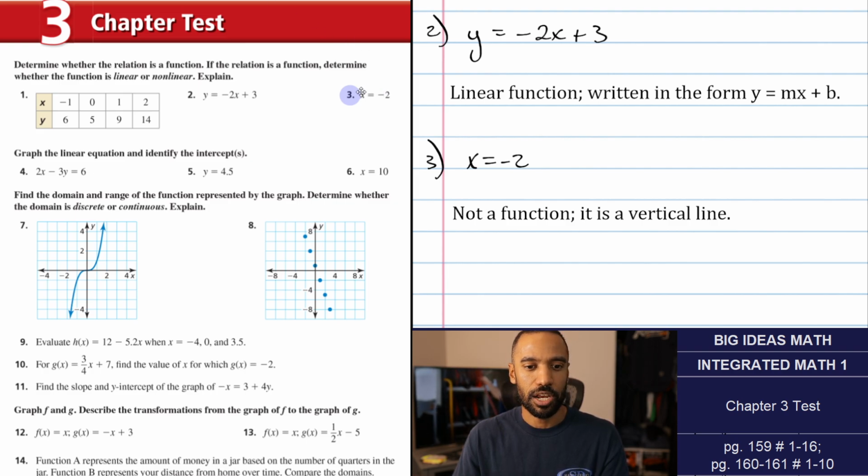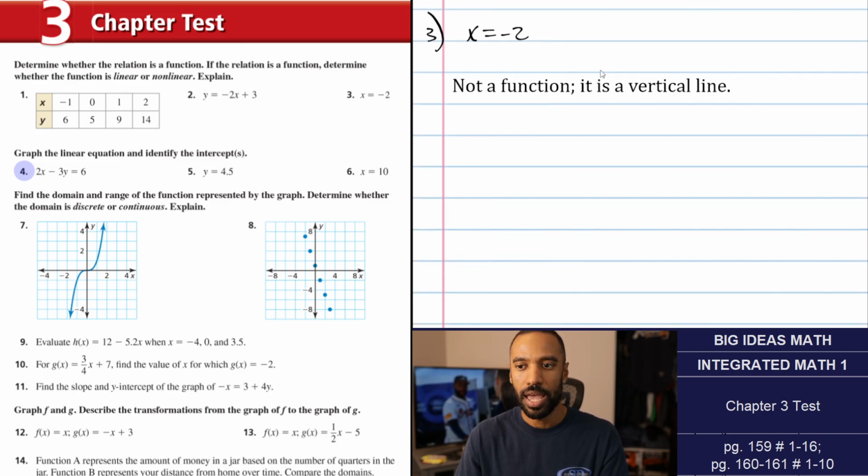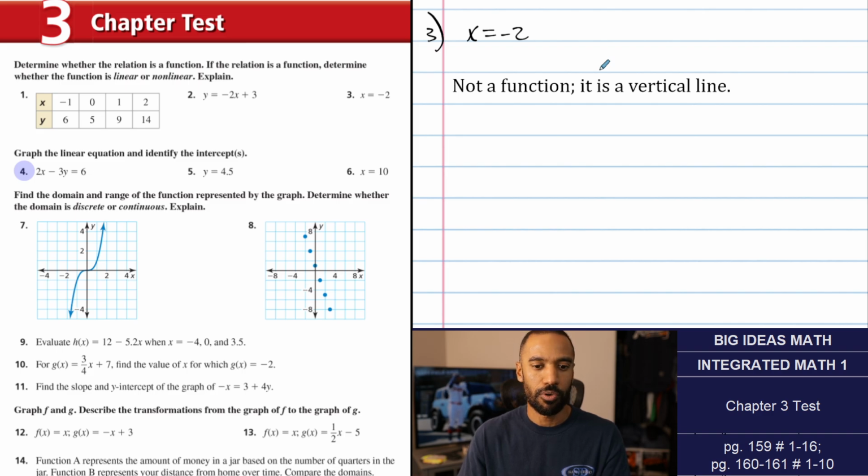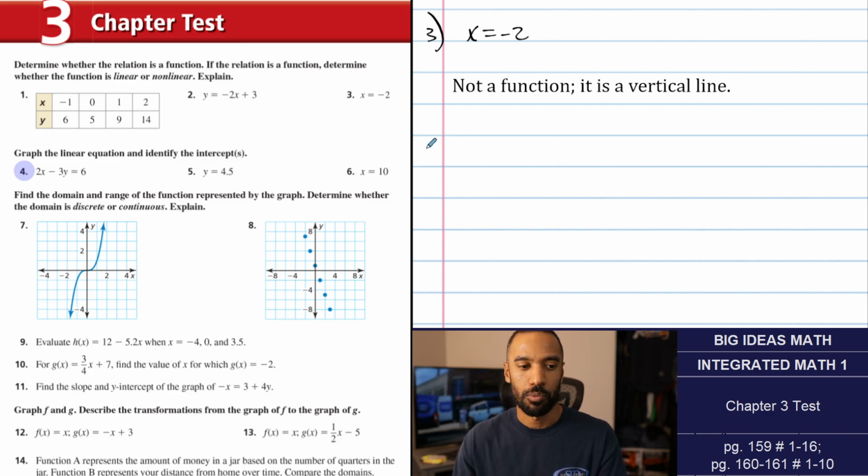Numbers 4 through 6 say graph the linear equation and identify the intercepts. So here I have a choice of form I'd like to go to. And here I'm going to stick with standard form. When I look at numbers 5 and 6, they really seem to be out of that standard form-esque set of section 3.4 to me, all three of them.